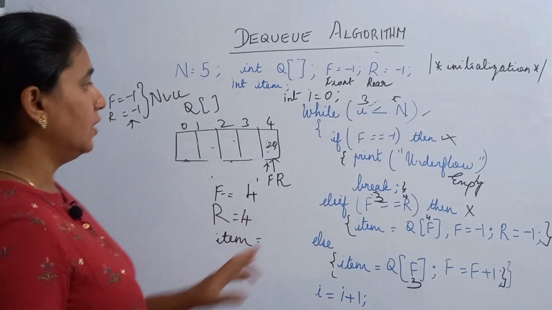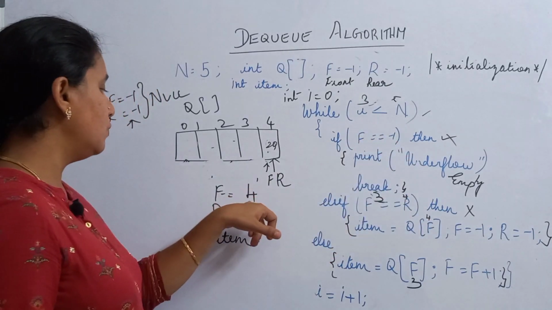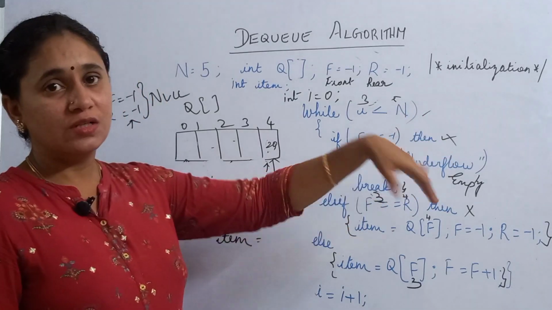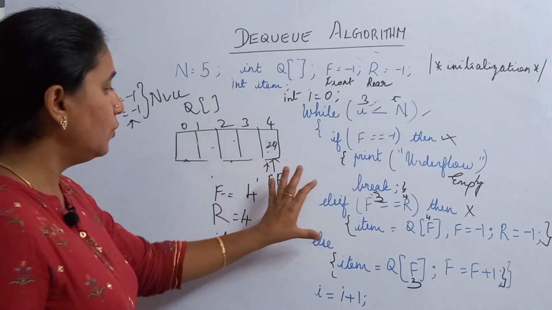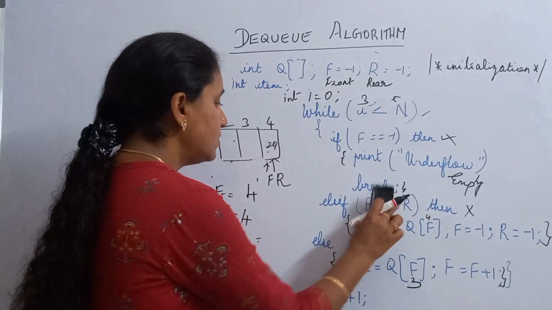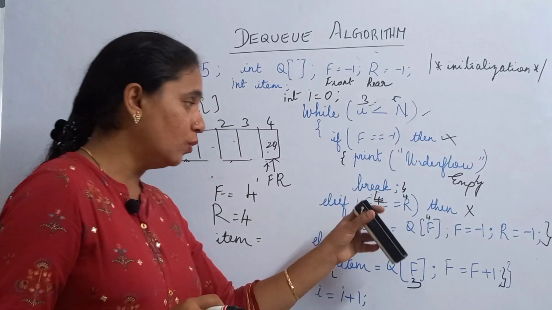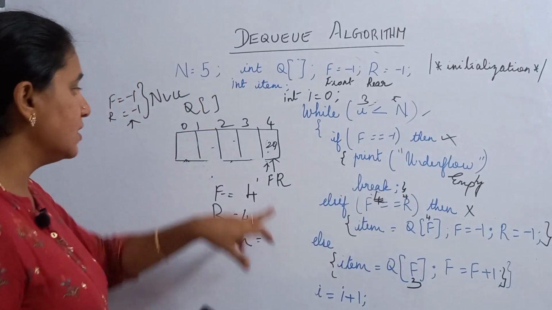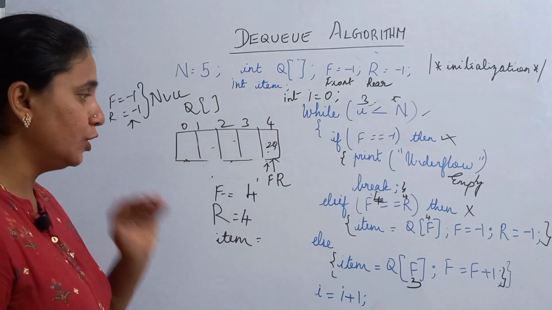So now if you check, is this condition true? So f value is 4 and here the f value is minus 1. So this condition is false. Okay, so this will not execute. So now we come here for this else if block. So now what is f value? F value is 4. So now if you see, f value is also 4 and rear value is also 4, because this is the last element present in the Q data structure, which I am going to remove now.